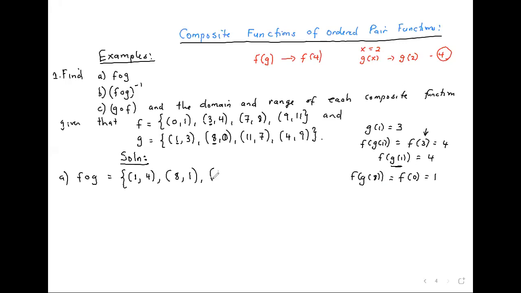Then next we get 11 for G. Then we get f of G of 11. So G of 11 is 7. Then what is f of 7? F of 7 is 8. So we get 8 there. And then we go to 4. So G of 4 is 9. And then f of 9 is 11.